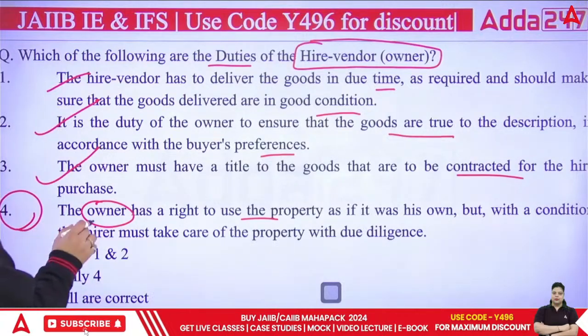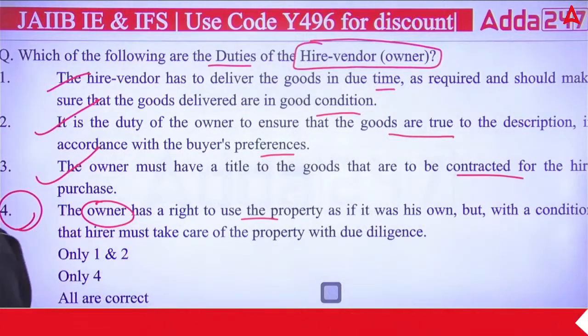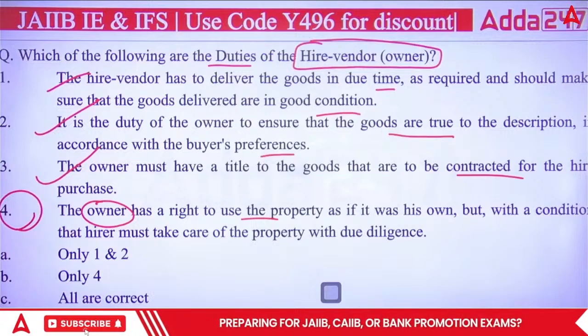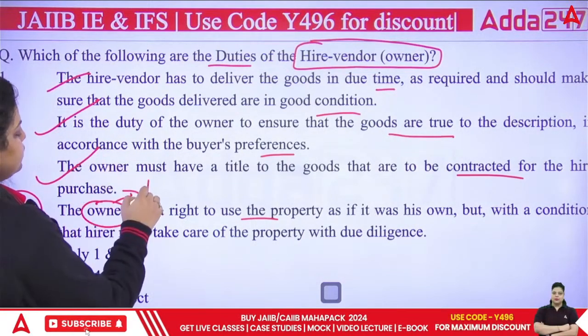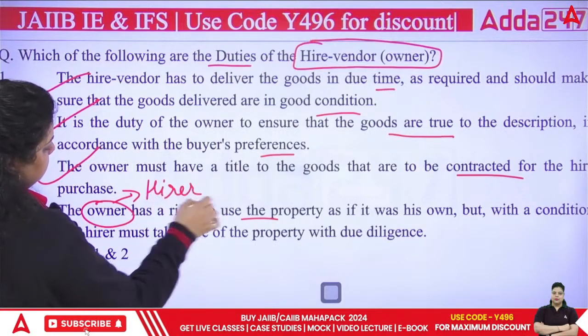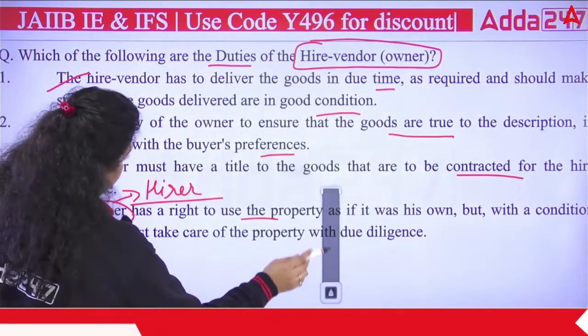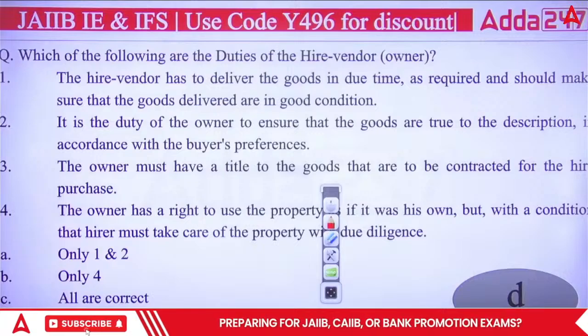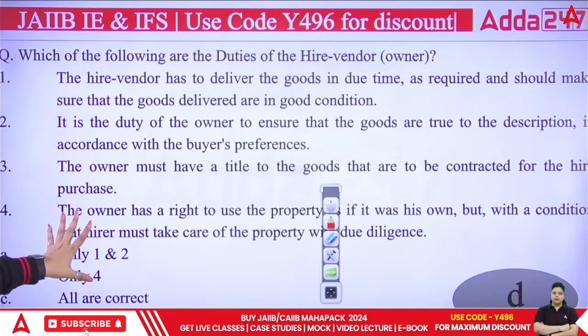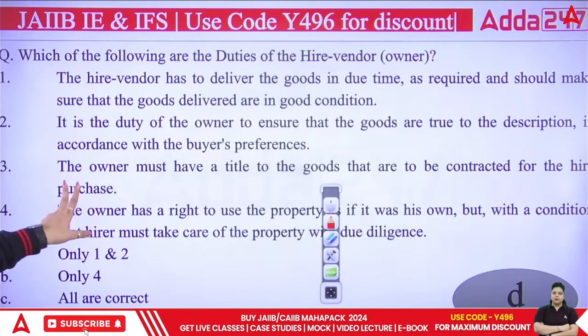Which of the following is not correct? Fourth is not correct. All the others are correct. So the right answer will be all except 4, because in place of owner, it should be hirer. So the right answer will be D. All are the duties of the hire vendor except the fourth one, because the fourth one is the duty of the hirer.